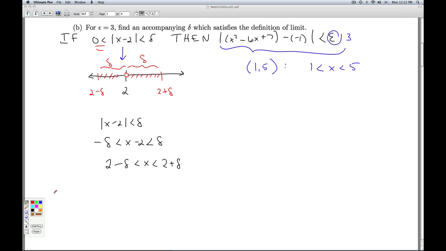So here's my solution set. My solution set is x between 1 and 5. If x is between 1 and 5, this inequality is exactly what it needs to be. So let's put that on the number line. We'll put 2 in there where it needs to be. And so this is the solution to this inequality.